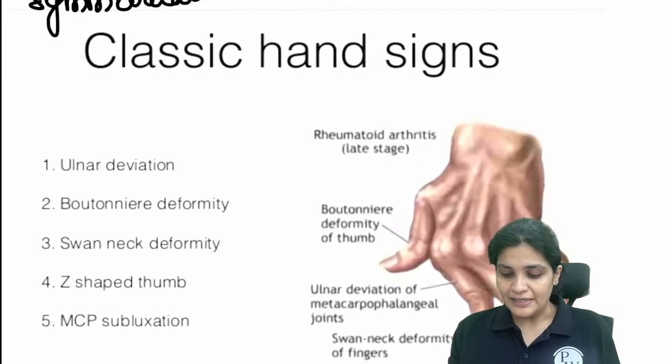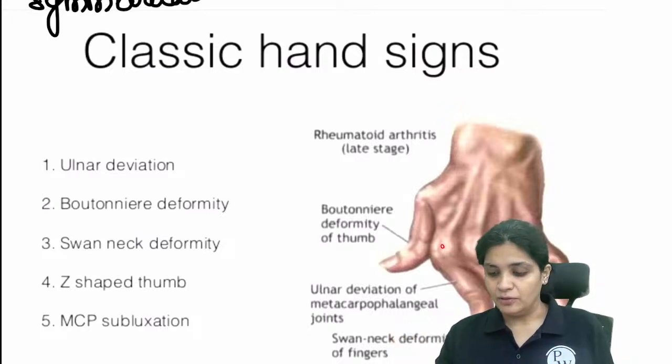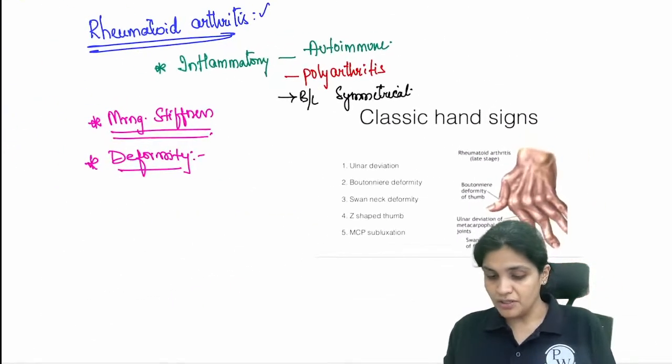So the first one is the ulnar deviation. So this is the MCP joints. Yes, very good. All those things, the swan neck, the boutonniere, and you can see all the deviation to the other side. So this is the ulnar deviation. Then you can see boutonniere. So what is boutonniere?